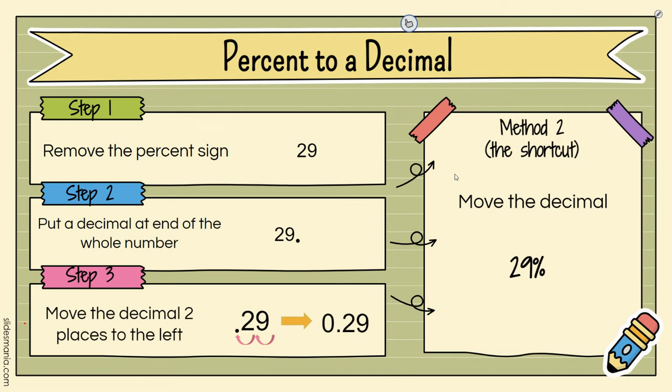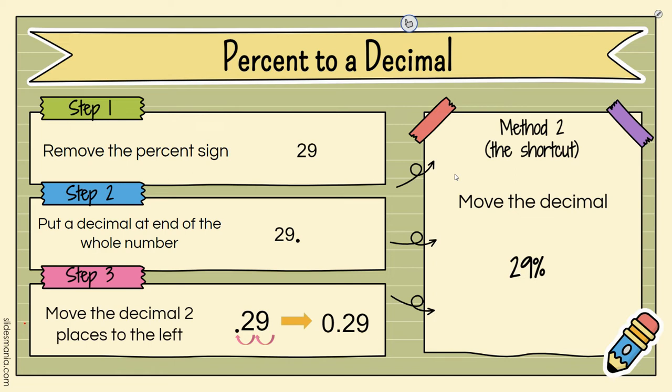Always 2 places. Why do you think we move the decimal 2 places? Well, what if we had a single digit percent? What if we only had 9%? We would still move it. Why would we move it 2 times?